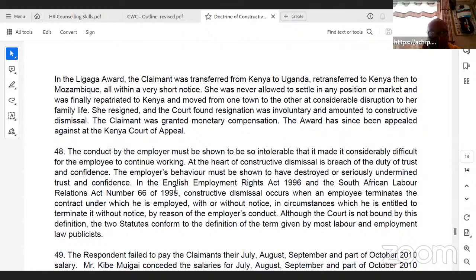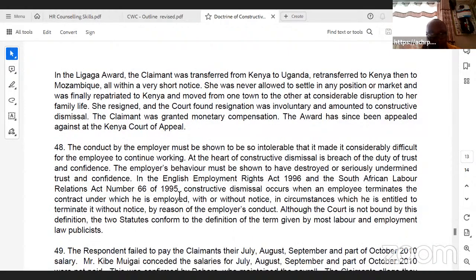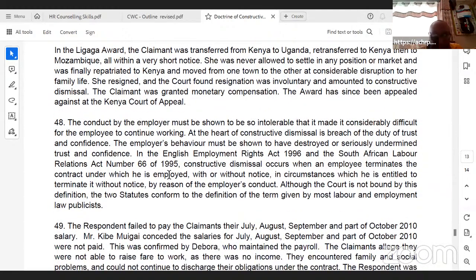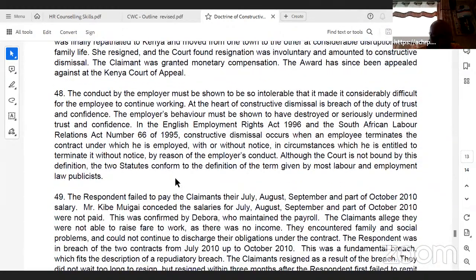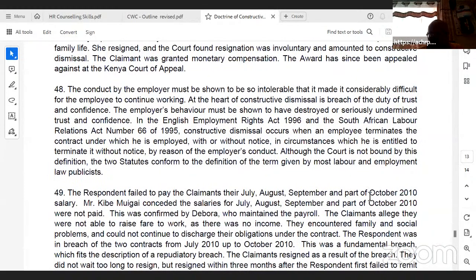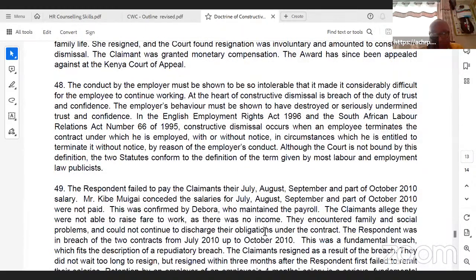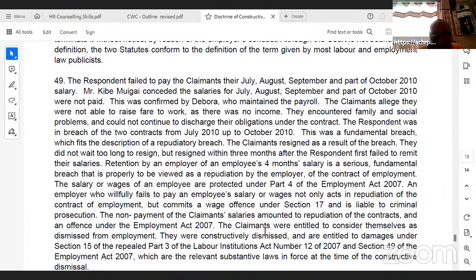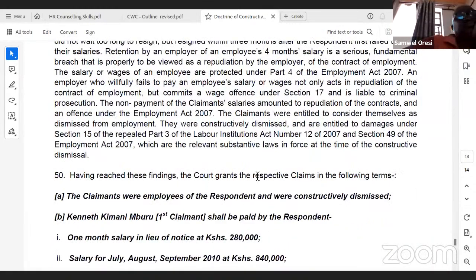Now, in this particular case, the one I was referring to, these of 337 and 339 of 2021, the conduct by the employer. Now, these were the findings by the court. The respondent failed to pay the claimants the July, August, September, and part of October 2020 salary. Then eventually, having reached these findings, the court grants the respective claims in the following terms. One, the claimants were employees of the respondents and were constructively dismissed.